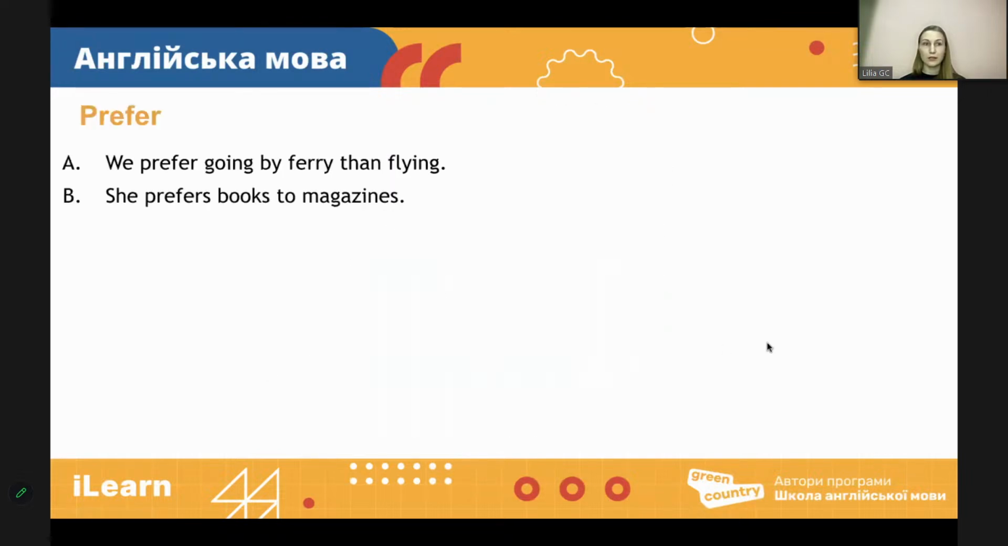Let's keep moving. And here I'd like to speak about the word prefer. So look at these two sentences. Which of them looks correct or not correct to you? So we prefer going, or she prefers books to magazines.